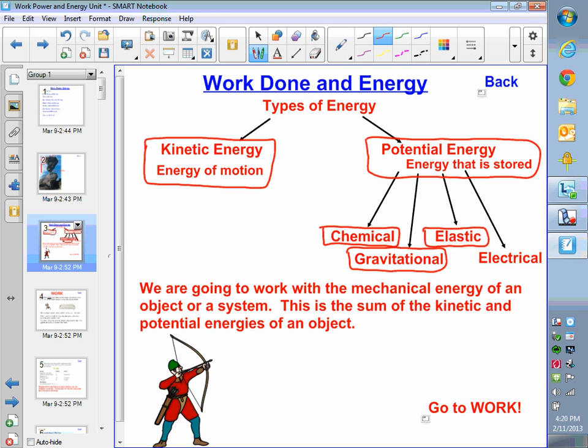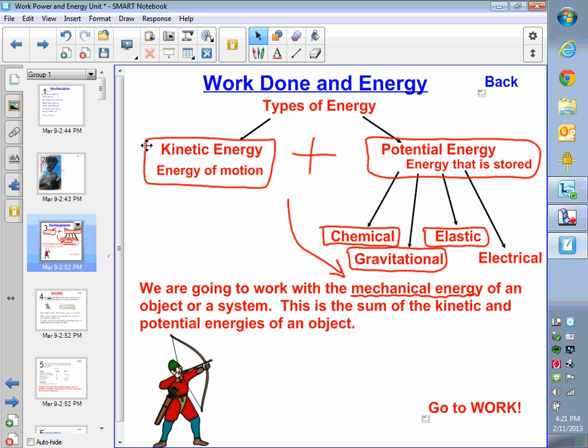So we're going to work with what we call mechanical energy, and when we refer to mechanical energy, we're referring to the total amount of kinetic and all potential energies that we want to deal with for an object. So all of the kinetic energy plus potential energy would equal this mechanical energy.